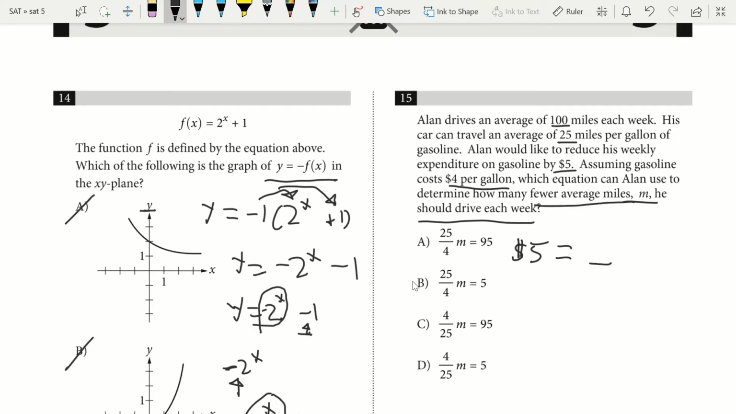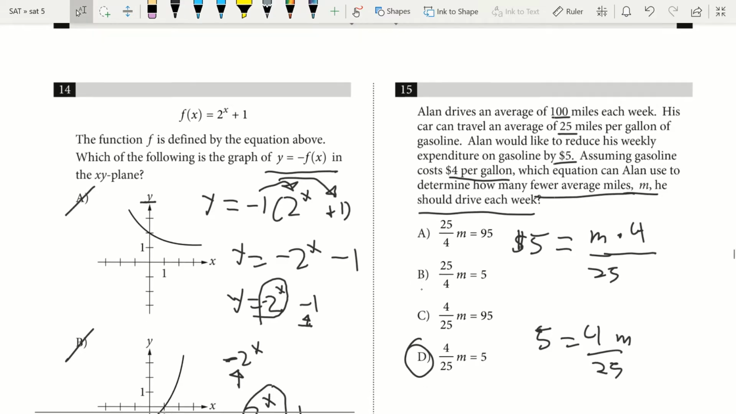Well, his car gets 25 miles to the gallon. So if he drives, we'll say m is 25, right? If he drives 25 miles less, then he's going to save $4, which means this will get multiplied by $4, because 25 over 25 will be 1. 1 times 4, he's going to save $4 if he decreases his miles driven by 25. So we're left with 4m over 25 equals 5. So 5 equals 4m over 25. We find which equation matches ours. We see that equation D matches ours. So our answer is D.